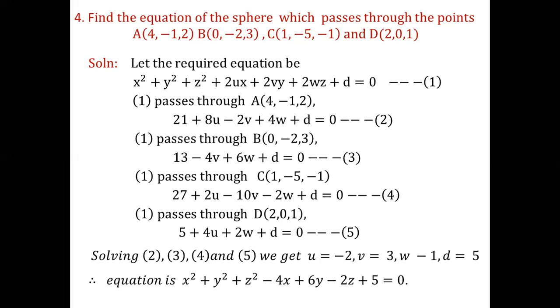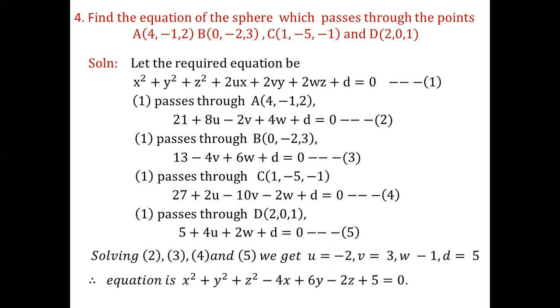Now the last point, the sphere passes through the point (2, 0, 1). Again substitute x, y, z of equation 1 as 2, 0, 1. You are going to get 5 + 4u + 2w + d = 0. So equations 2, 3, 4, 5, 4 equations, 4 unknowns, easy for us to solve.